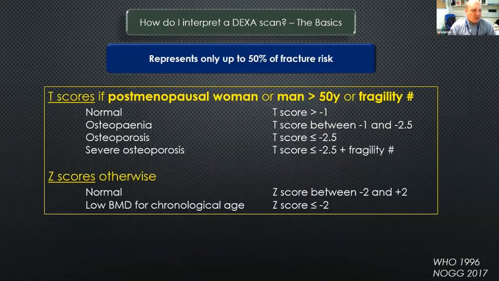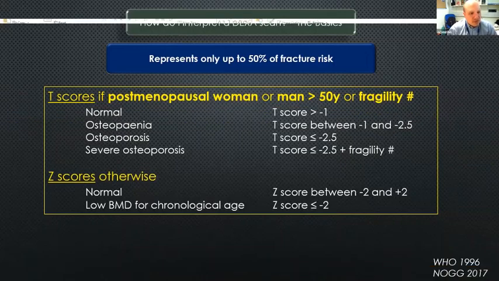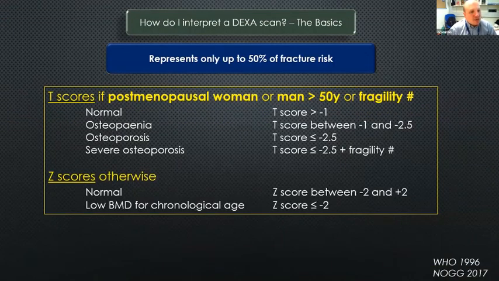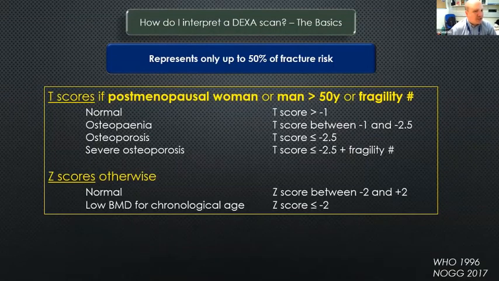Okay, so T and Z scores. I've had a discussion with a lot of people over the last few years about the difference between the two and when to use which, and I think a lot of people still probably use them inaccurately. So T scores are designed to be used in postmenopausal women or men over the age of 50. And in some cases, you can use them if a patient has had a fragility fracture, because that means they do have weak bone. Okay, I'll come on to why you should use T-scores in this setting a bit later.